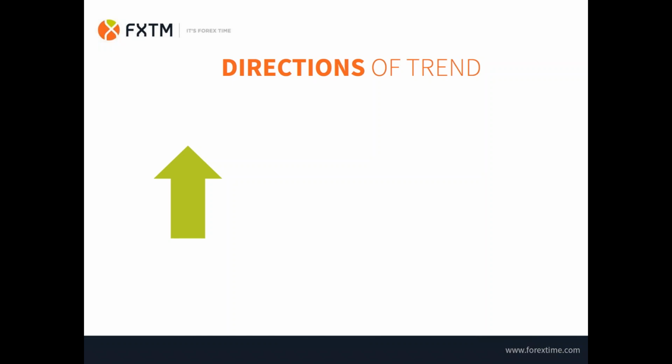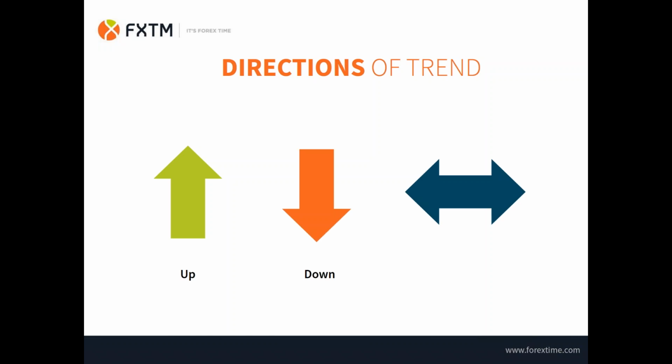Directions of trend, there are only three directions: up, down, and sideways. There is no other direction. In one of my seminars and workshops recently, somebody during the practical assignment that I gave to the class said that it's almost up and almost down. Unfortunately, there is no such thing. There are only three directions: clearly up, clearly down, and sideways. Okay, guys?